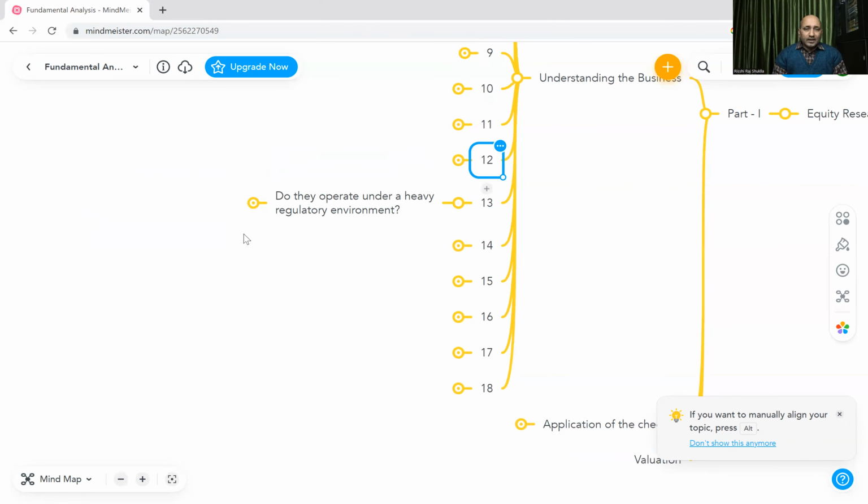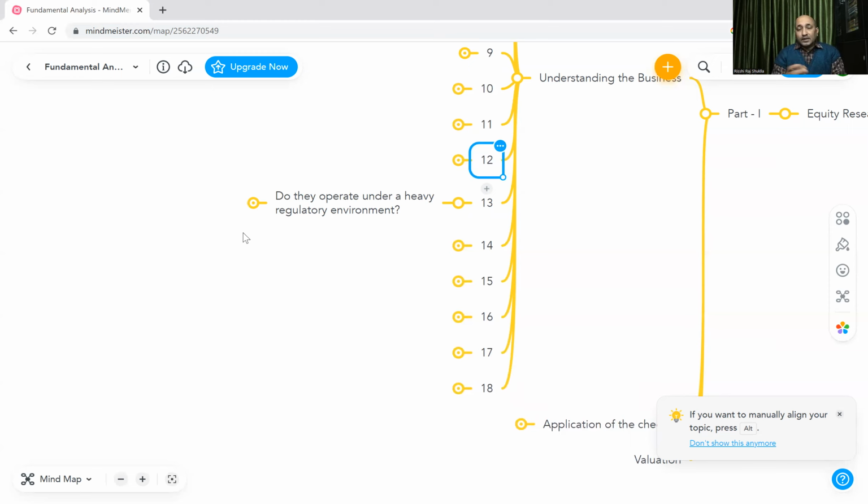Do they operate under a heavy regulatory environment? Again, this can be both positive and negative. If heavily regulated, then it can be good because new competitors cannot enter. This will be a deterrence for any new entry. So they will have their own monopoly or duopoly. So this can be good.